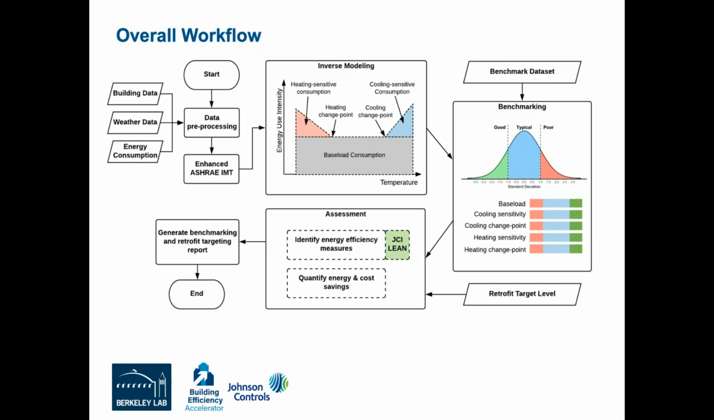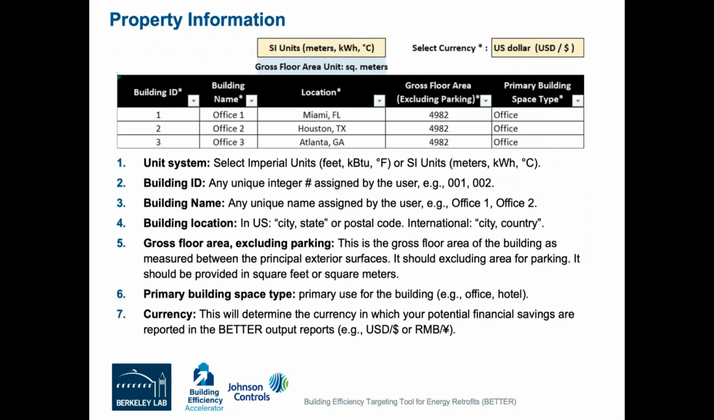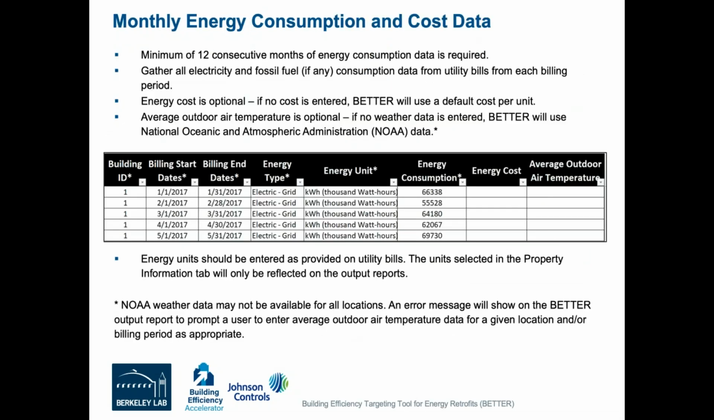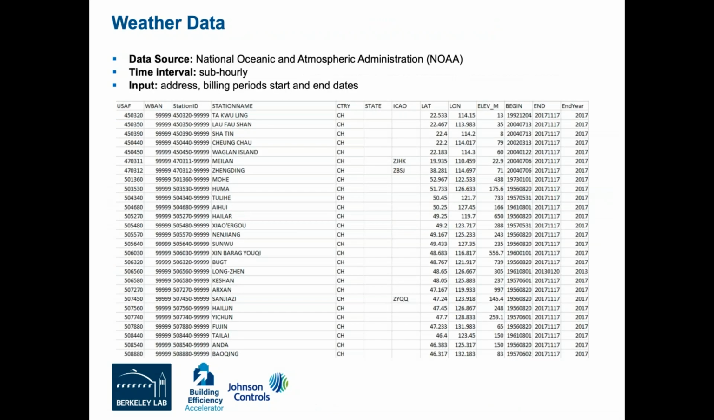And we summarize all of this in a couple of reports. So again, property information, I've already touched on this. Here's the type of building information Better requires. Monthly energy consumption, again, here's the type of energy usage and cost Better requires. The weather data is automatically downloaded from NOAA. We download it in a sub-hourly format, and we determine what weather data to pull and integrate into a building's analytical process based on the address information for the billing and the billing period start and end dates.